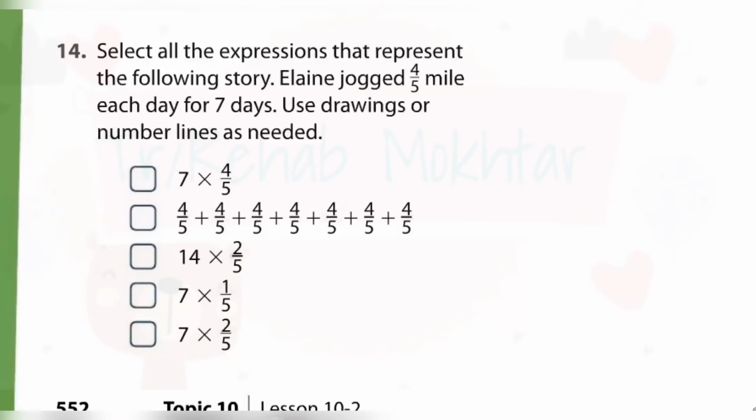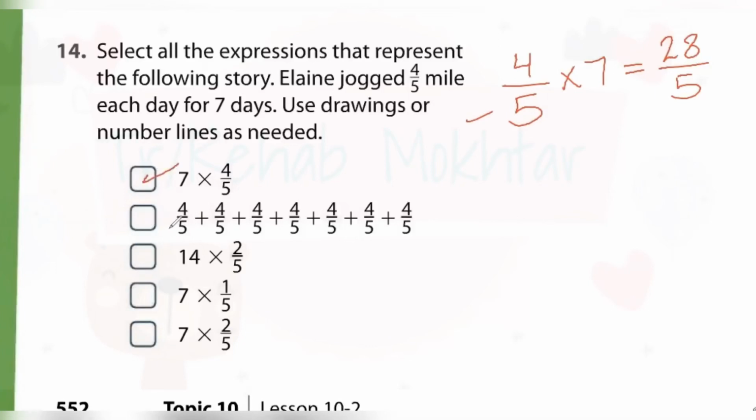Number 14. Select all the expressions that represent the following story. Elaine jogged 4 out of 5 miles each day for 7 days. So I would multiply 4 out of 5 times 7. This equals what, teacher? 4 times 7 equals 28 out of 5. Now I will check my choices. 7 times 4 out of 5. Yes, teacher, the same one. So this is a correct answer.